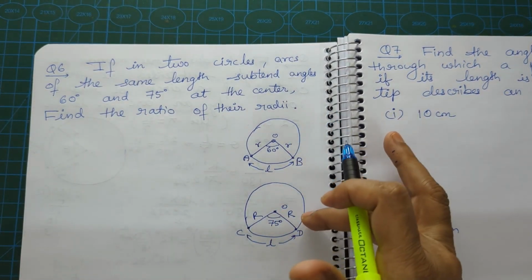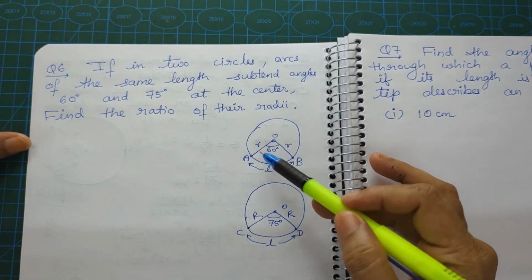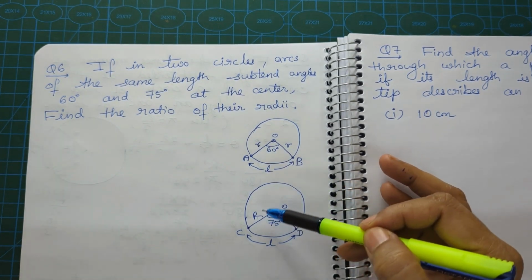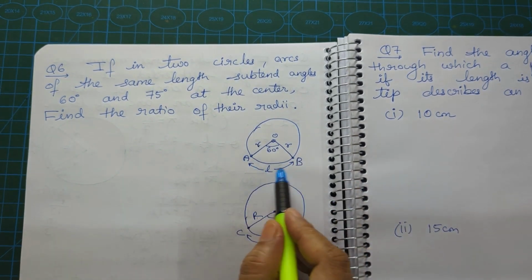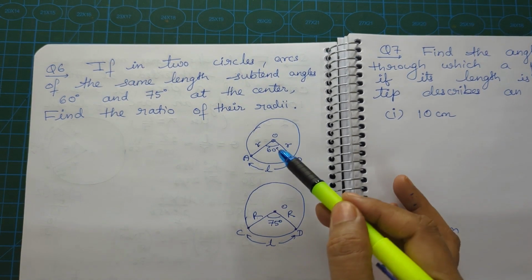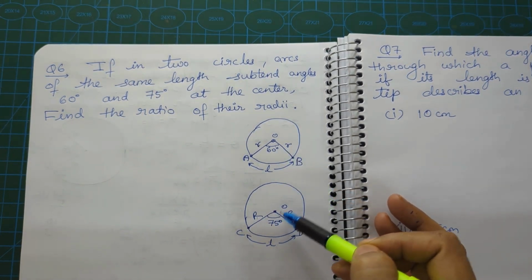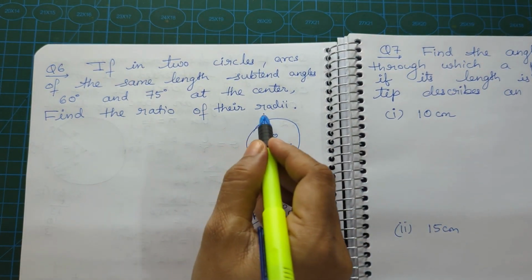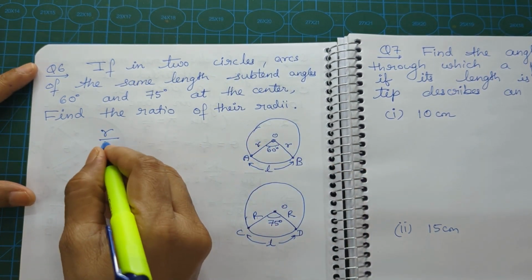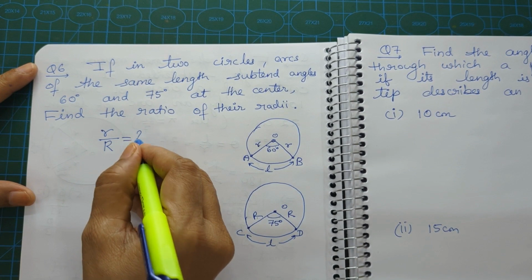So I have drawn the diagram. So these are two different circles. That's why their radius are different. Small letter r, capital letter R. But the lengths of arcs are same. So L, I did not write L1, L2. These same arcs subtend different central angles. With this information, we have to find ratio of the radii of the two circles. Means we are supposed to find small letter r upon capital letter R.